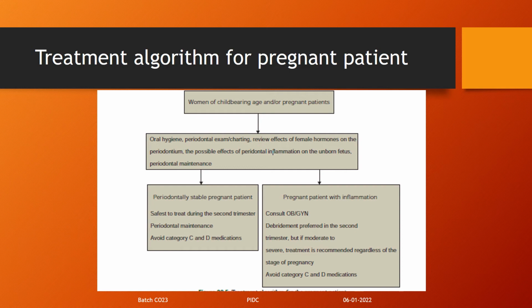inflammation. For the periodontally stable pregnant patient, the safest approach is to treat during the second trimester. If there is any mild inflammation, scaling and routine root planing and all periodontal maintenance can be done, but avoid category C and D medications.